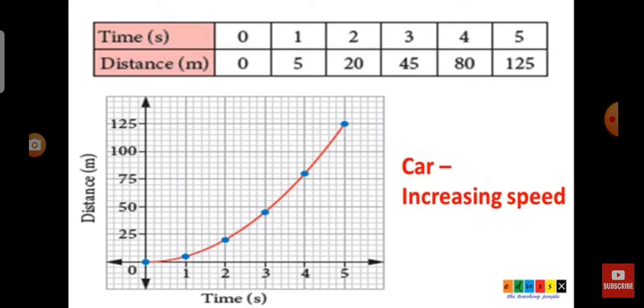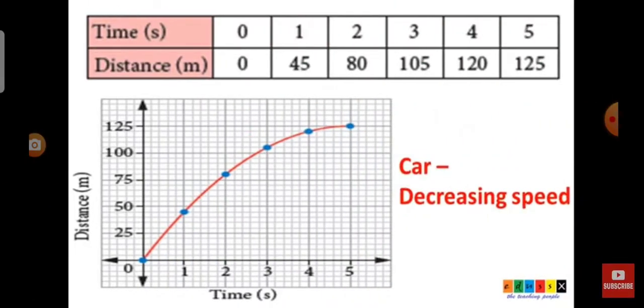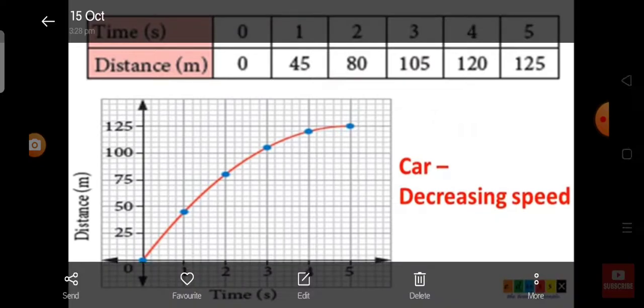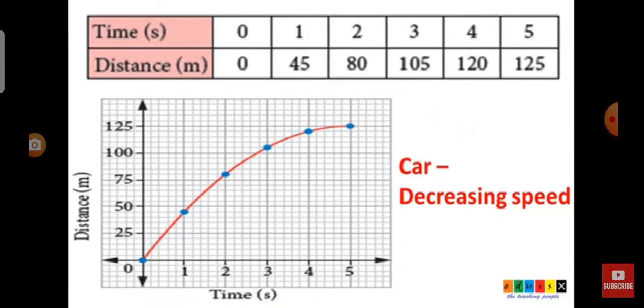at the point. In this slide, the car is traveling at decreasing speed. Using the given time and distance, the graph is plotted. So here the graph has a decreasing gradient. The speed decreases.